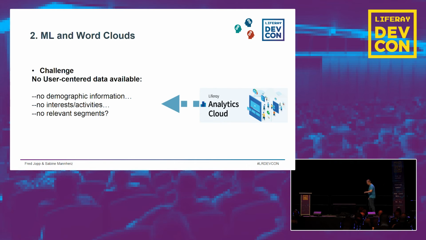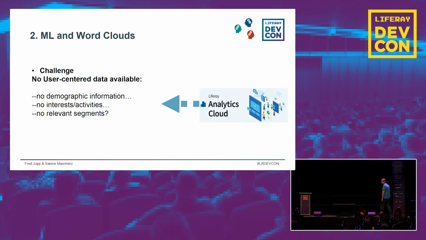The next step then is, I'm talking too fast, I'm sorry, the machine learning and the word clouds. The challenge, as I mentioned, is that we're currently not in a situation for that customer to have access to the analytics cloud, though we're working on that. So we don't have user trait data, as I mentioned. We have no demographic information. We have basically nothing that we could have from the right side, okay?